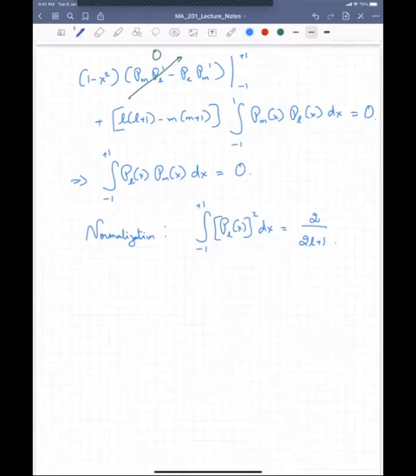Of course, if you are only doing mathematics, you don't have to worry about this. But if you are indeed using Legendre polynomials to solve practical problems, then you have to pay attention to such normalization factors.